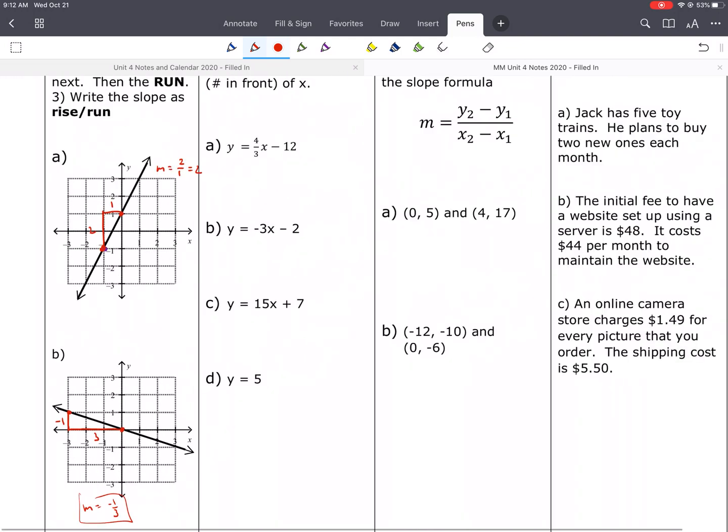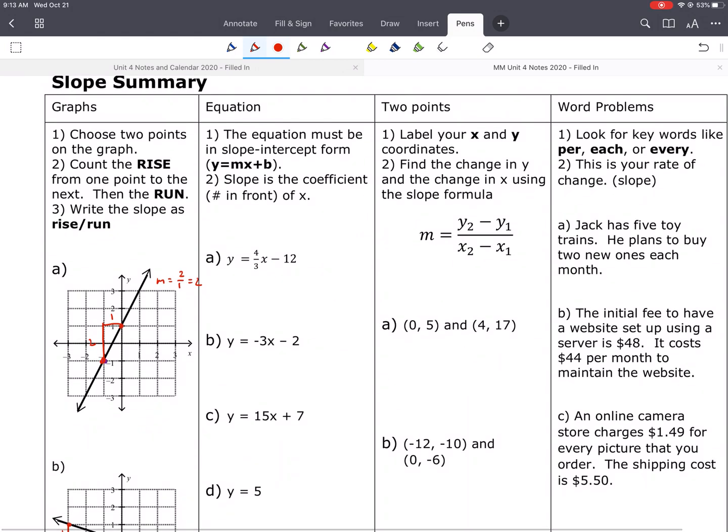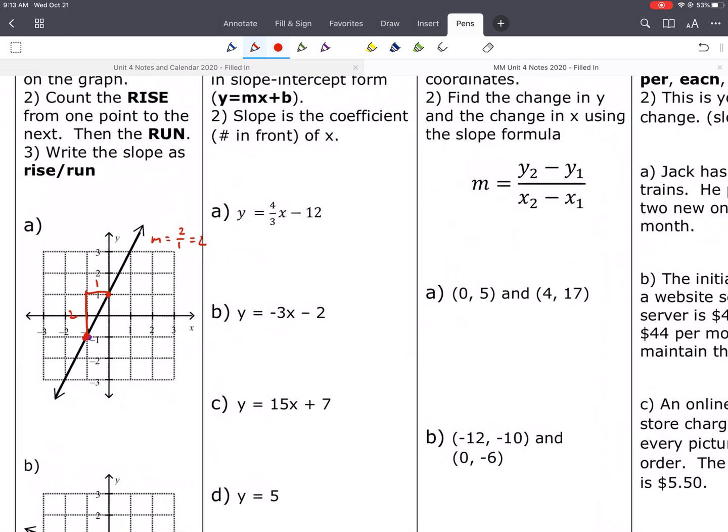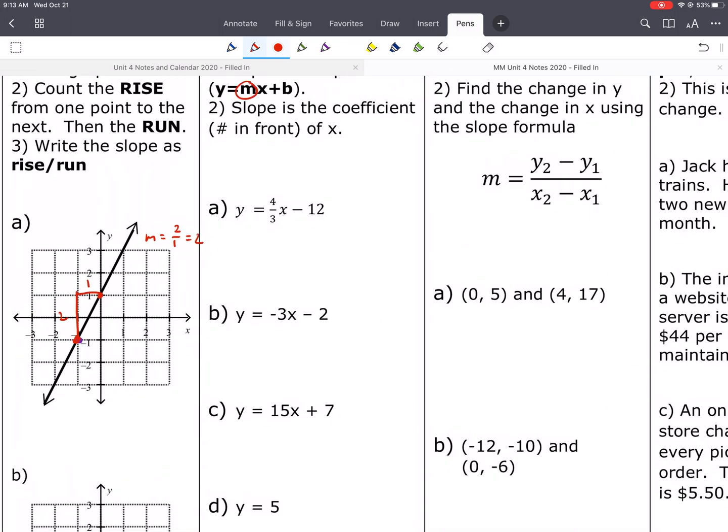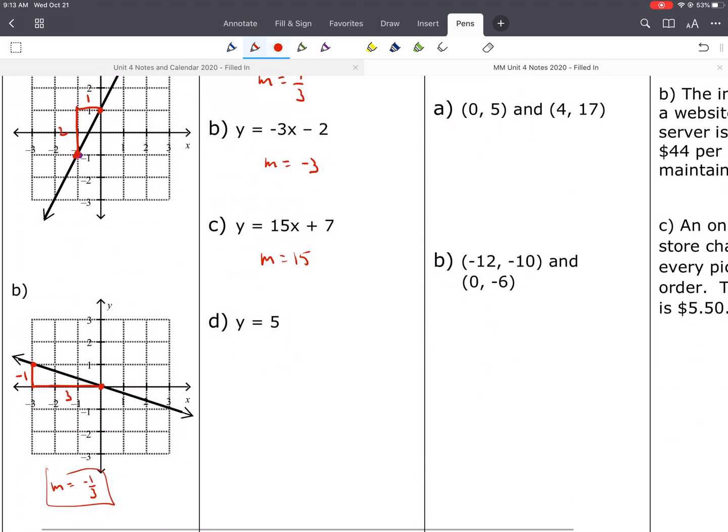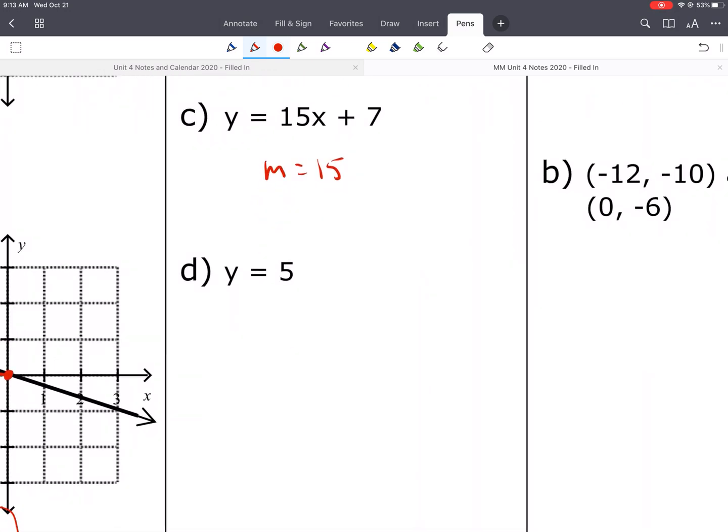All right, we can also find slope from an equation. So we'll be talking more about slope-intercept form, but suffice to say, the slope is always m. So m is the slope, so all we have to do is locate it from an equation. So here, our slope would be 4/3. Here, the slope would be negative 3. Slope here would be 15. Okay, this is a tricky one. What do you think the slope is for D?